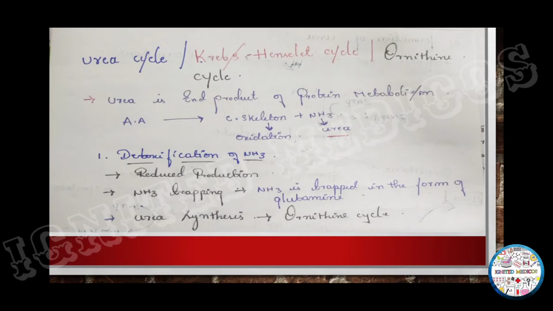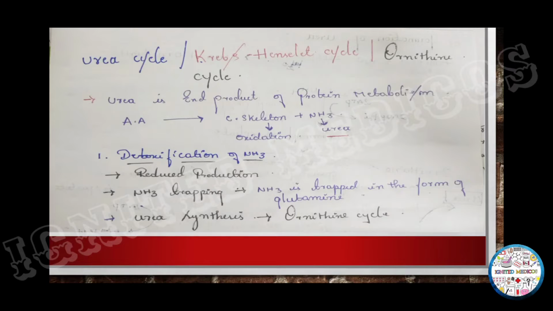Now, the urea cycle is also called the Krebs-Henseleit cycle and the ornithine cycle. It's called the ornithine cycle because the first substrate for the urea cycle is ornithine, and Krebs-Henseleit based on the biochemists who discovered it.